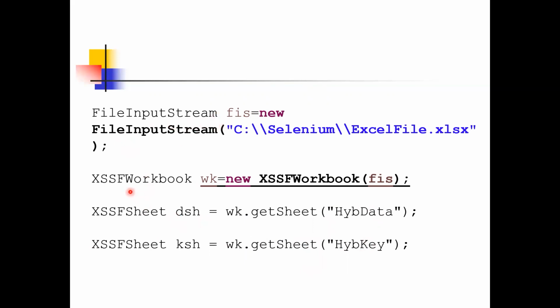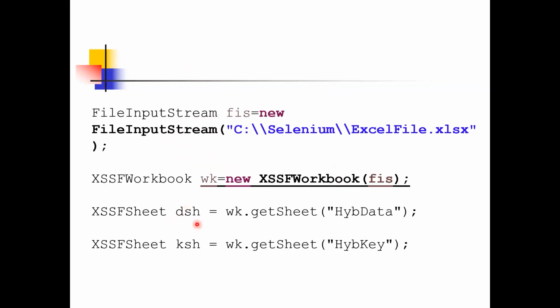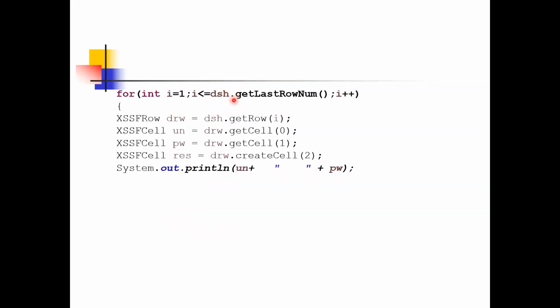First mention file, then workbook, then sheet. Now for row and column, we apply a for loop because there is no single row; there are multiple rows. So the loop will be from i equals 1 up to the last row. Give the sheet reference. First, we are dealing with the data driven sheet, so the data driven sheet reference is DSH dot get last row number, i plus plus.